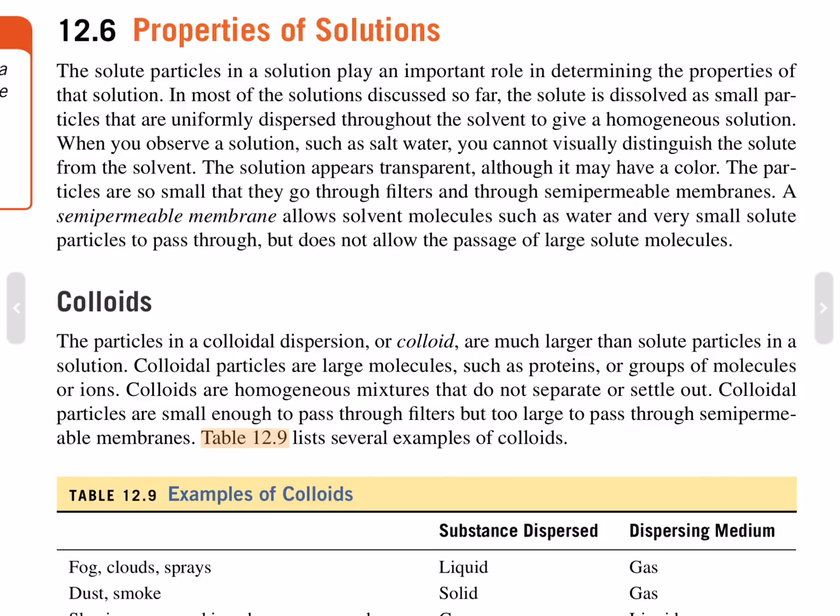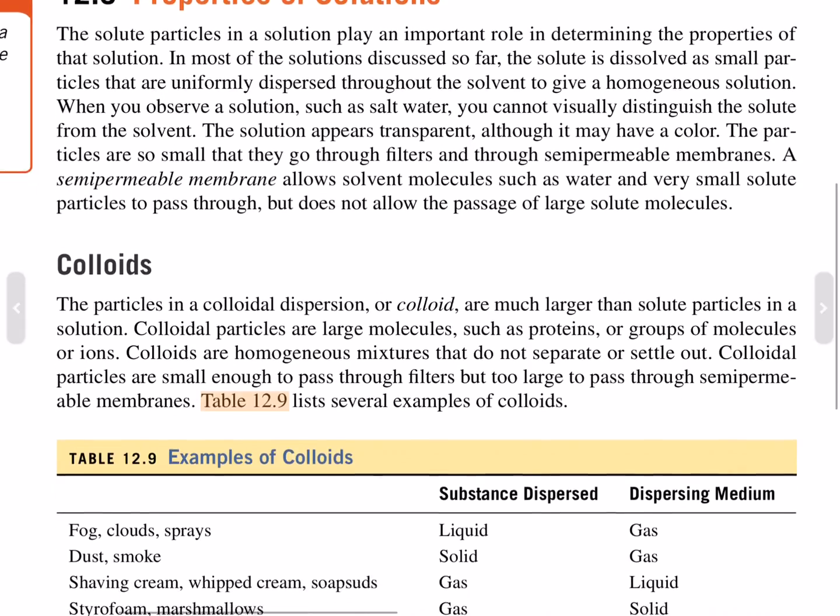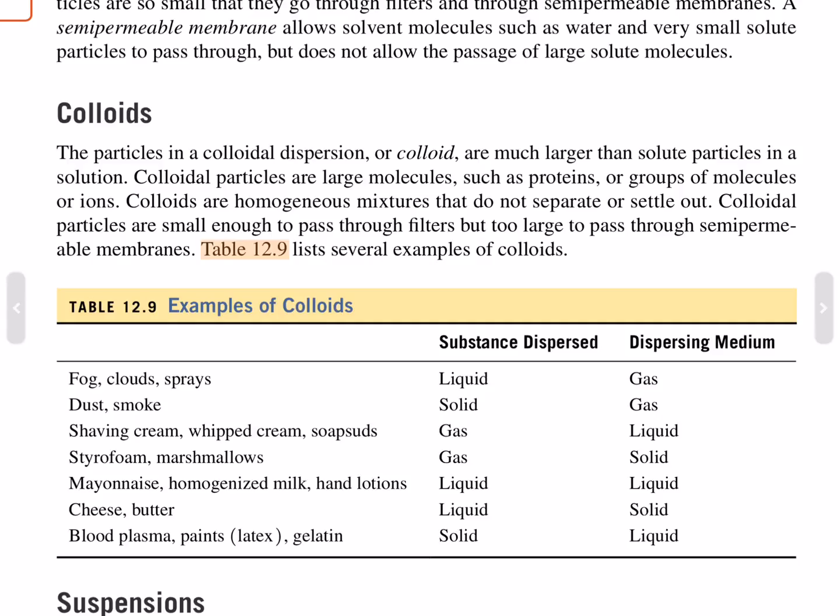Colloids. The particles in a colloidal dispersion, or a colloid, are much larger than solute particles in a solution. Colloidal particles are large molecules such as proteins, or groups of molecules or ions. Colloids are homogeneous mixtures that do not separate or settle out. Colloidal particles are small enough to pass through filters, but too large to go through semipermeable membranes. Table 12.9 lists several examples of colloids. So, fog and smoke and shaving cream and mayonnaise and gelatin, clouds, milk, these are all colloids.